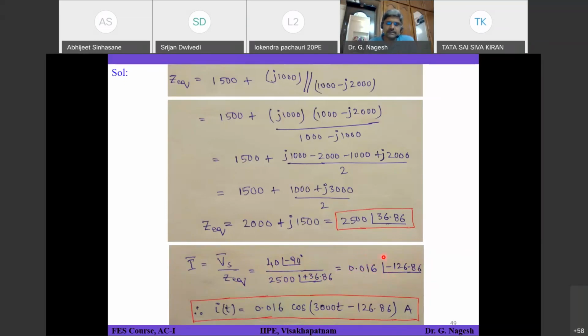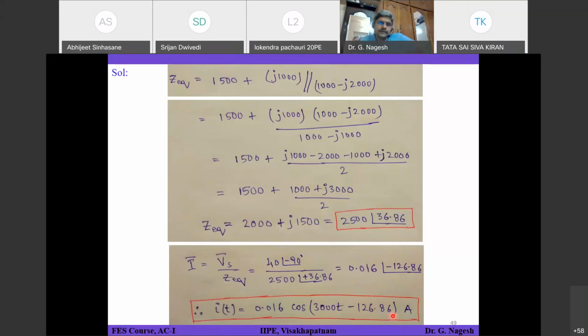Now convert that back into an equivalent time domain function. Phasors can always be converted into an equivalent time domain function, or a time domain function can be converted into phasor form. So the current will be 0.016 into cos of 3000 t minus 126.86. This is your cosine function, and you can always convert it into a sine function if you want. They asked for the current expression in the time domain, so we have given that here.